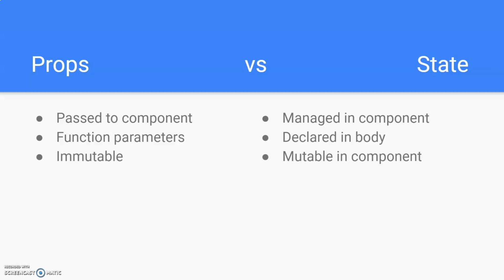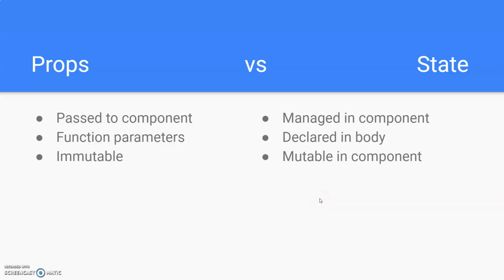First, we need to differentiate between props and state. Props are properties that are passed to the components that make up your page, and they act like function parameters. They're immutable, which means you can't change them in the component.